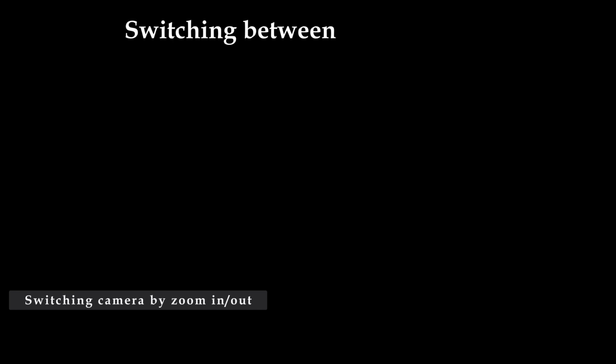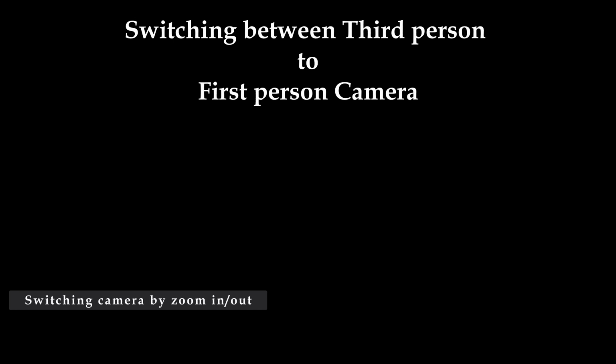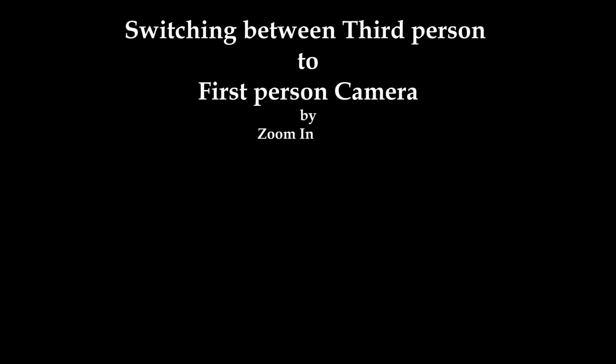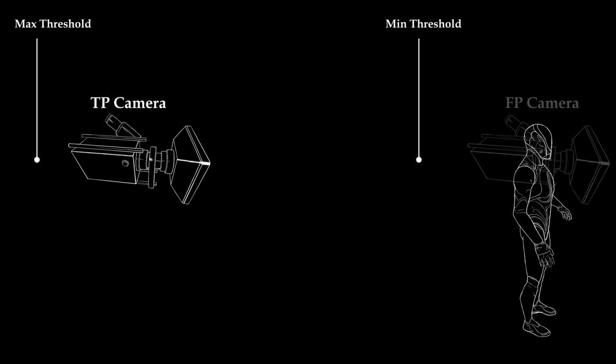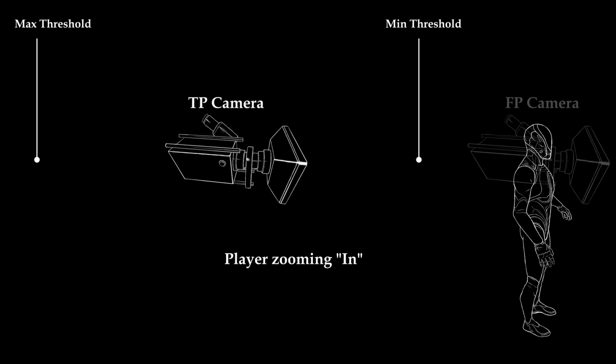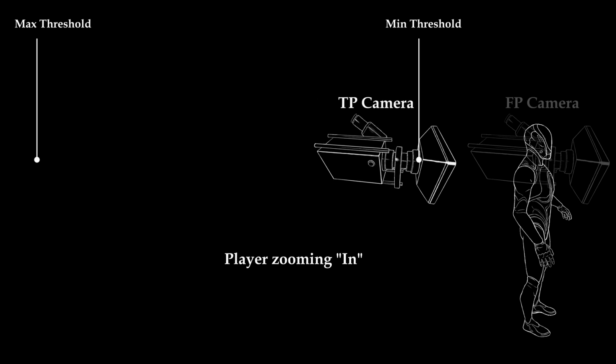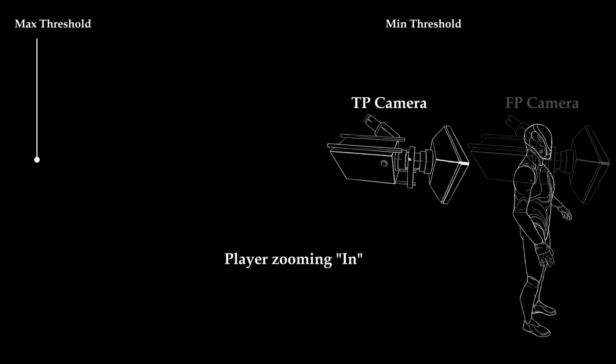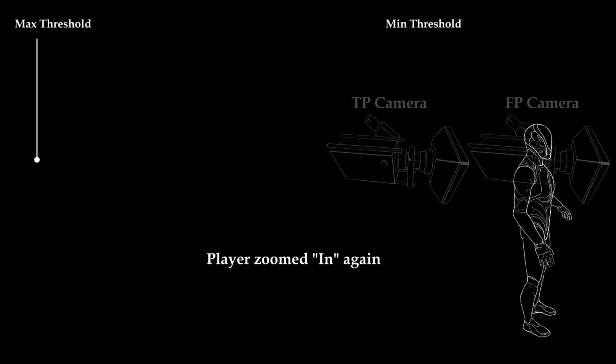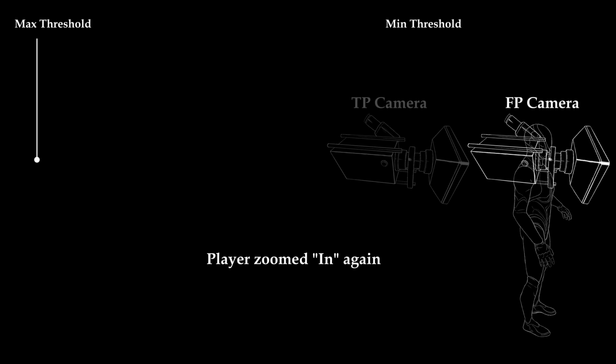Now let's seamlessly switch between third person to first person camera and vice versa by zooming in and out. The logic would be simple. There is your character, third person camera, first person camera, and there is minimum and maximum threshold of third person camera. So when players zoom in, then camera goes close, and when it reaches minimum threshold, then if players zoom in again, only then it deactivates and activates first person camera.